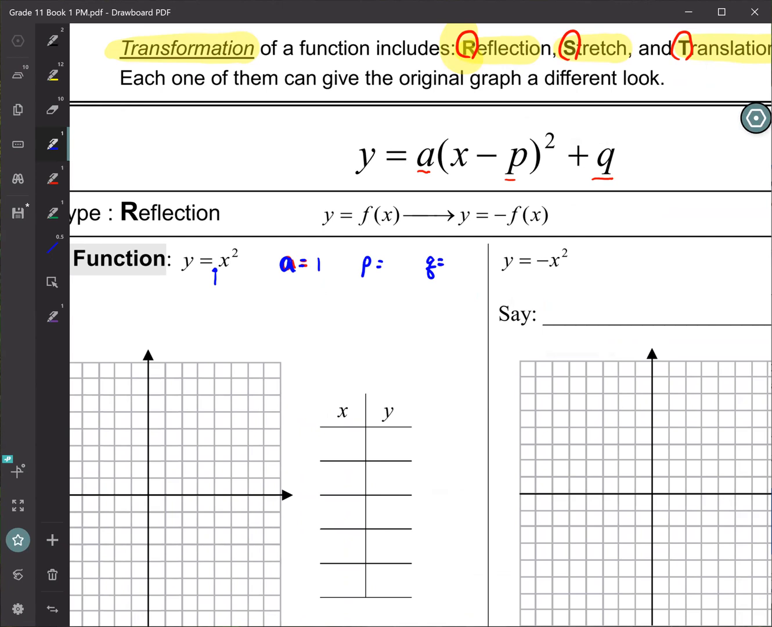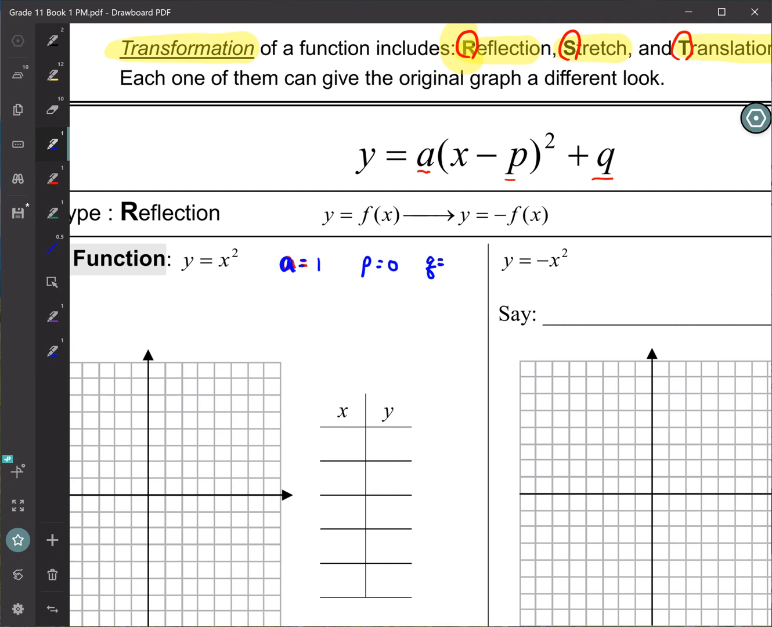Ivy, what do you think the P is? Any guess? I don't know. Okay, P is always with the X, like X minus something. But in this one, it only has X. There's no X minus something. So what do you think the P is? Is it 0? Yeah, so it'll be 0, because X minus 0 is the same as just X. If you take away nothing, it's just the same thing. 7 minus 0 is the same as just 7.